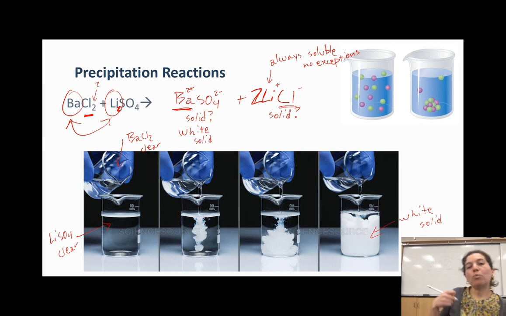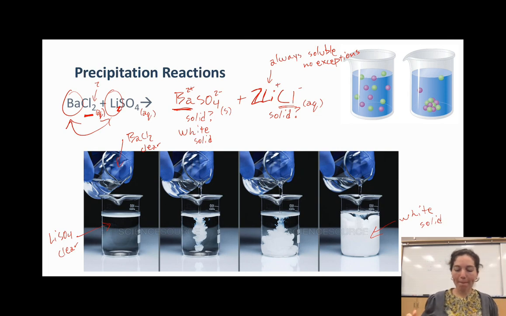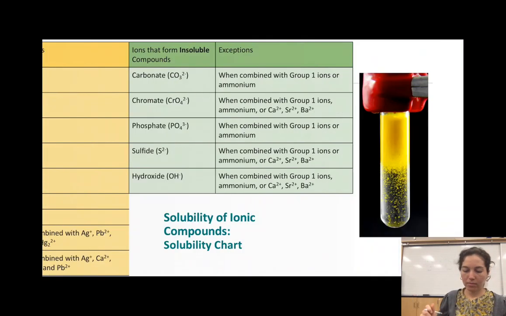So if I were to write out this equation with all of the states of each of these chemicals, this one here would be a solid, and all of these other ones would be aqueous because they dissolved in the water that's present. So our white solid here is barium sulfate.